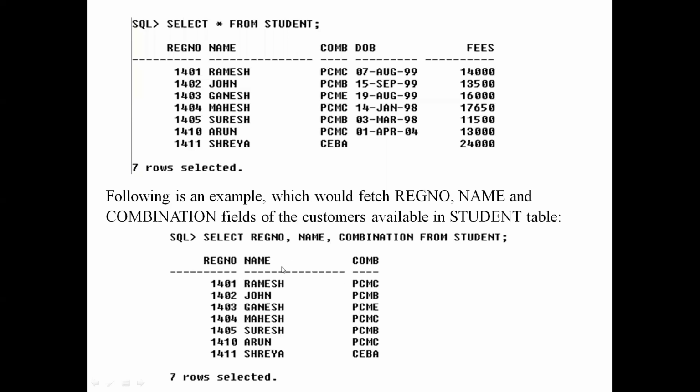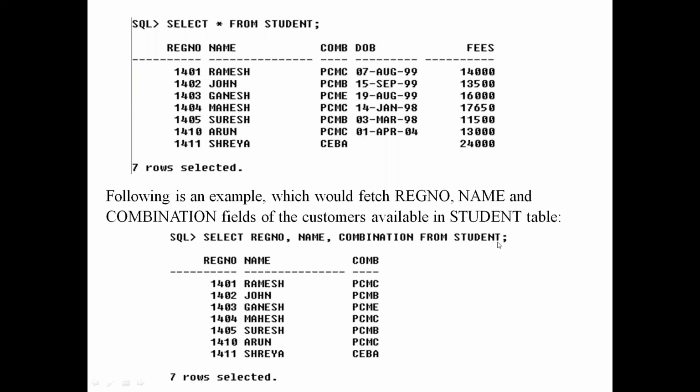Example, we are taking the data from only 3 fields here: register number, name, and combination. These 3 fields are mentioned. We want these 3 fields' details or records from the table student. That is the meaning of this statement. We want to display the register number, name, combination values or data from the student table.